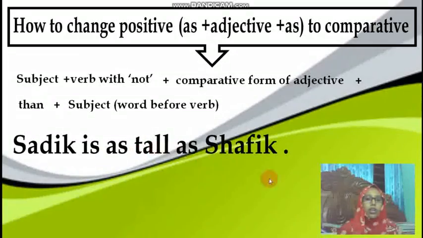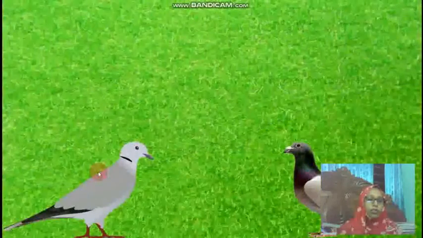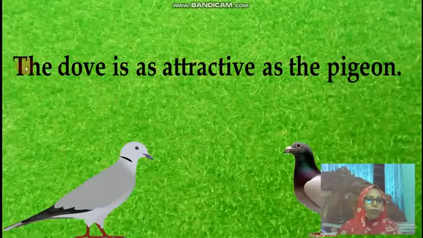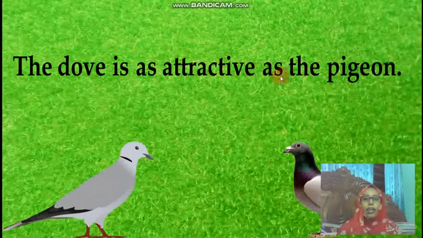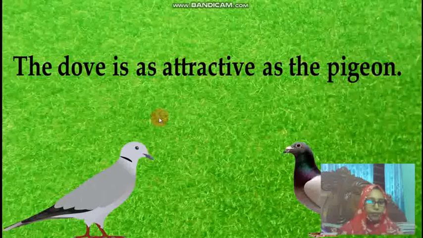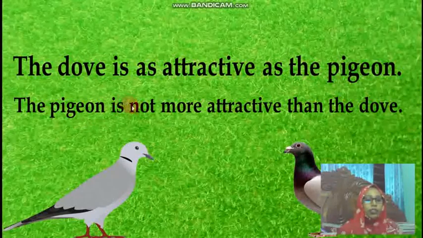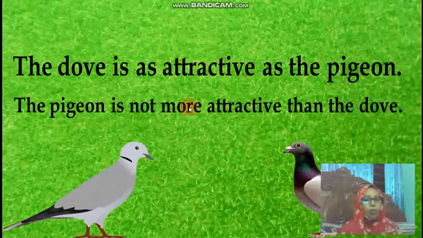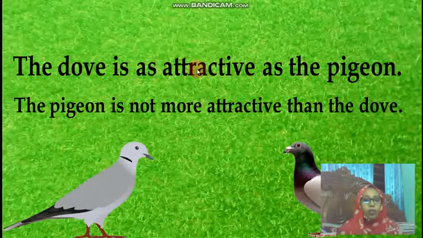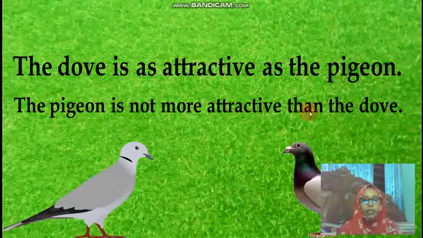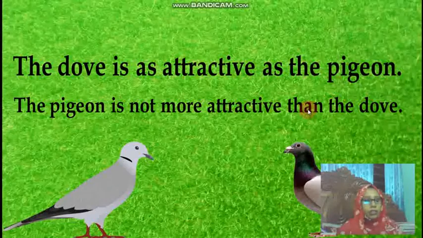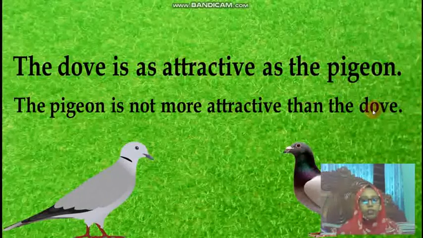Sadiq is as tall as Shafiq. The dove is as attractive as the pigeon. The pigeon is not more attractive than the dove. At first you have to use this word as a subject, then "is", then "not". Because it is affirmative, you have to make it negative: more attractive, the comparative form of the adjective, and the comparative symbol "than" the dove.